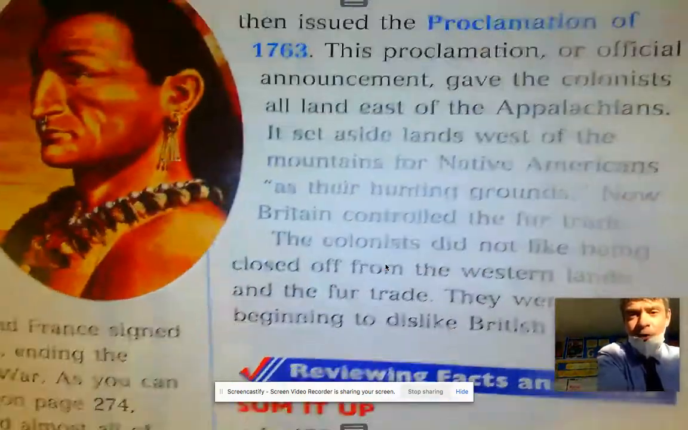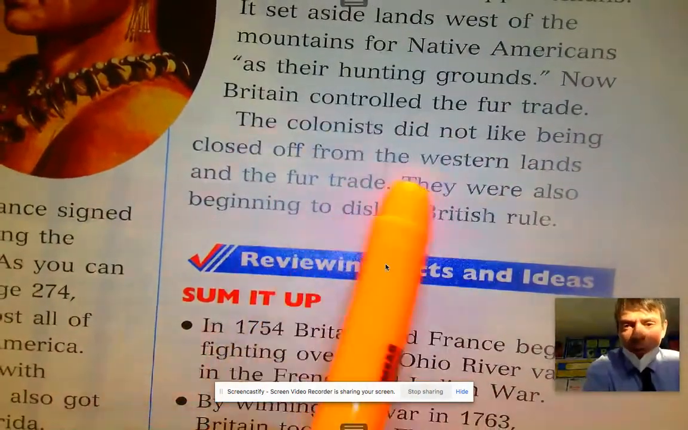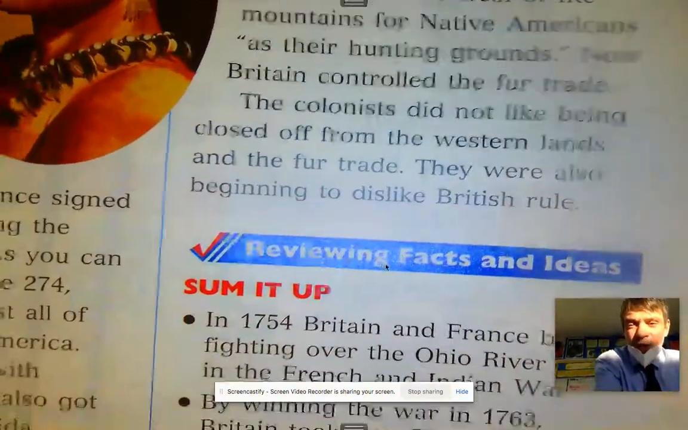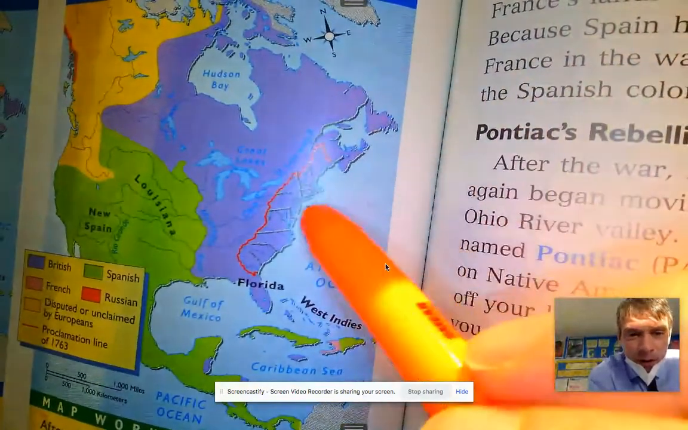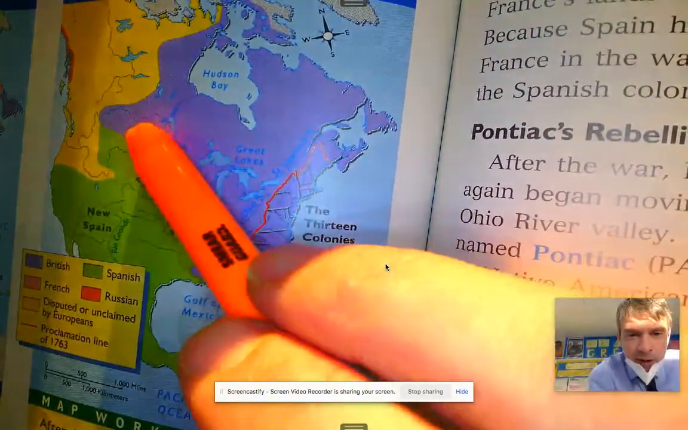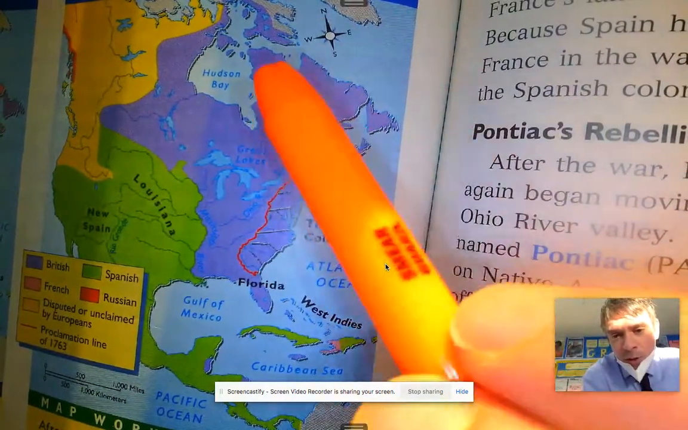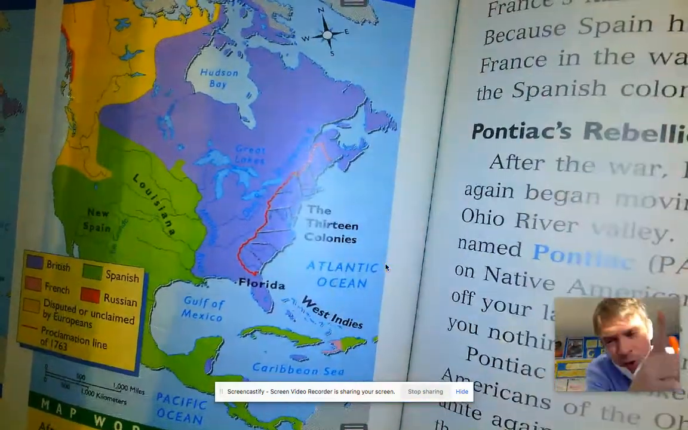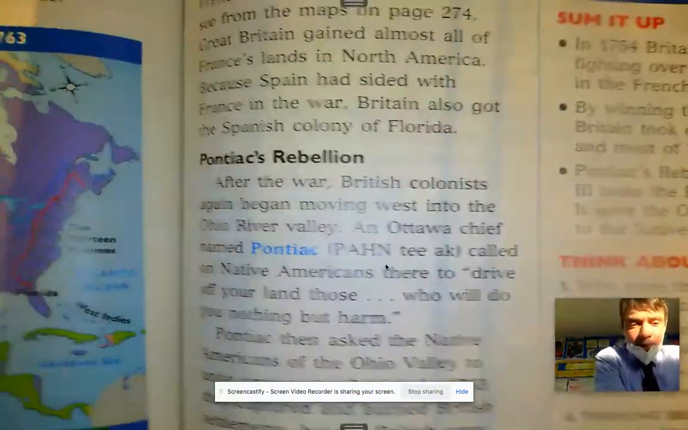However, the colonists aren't going to like this. The colonists did not like being closed off from the western lands in the fur trade. They were also beginning to dislike British rule. So this is a little preview. The colonists were like, hey, you can't tell us that we only have to live here. We want to spread out. We want to take more land. We want to try to make more money. And King George was like, no, we're going to leave this for the Native Americans and you get this side. And the colonists were like, don't tell us what to do or what not to do. This is going to end up leading to another war, but that's for another day.